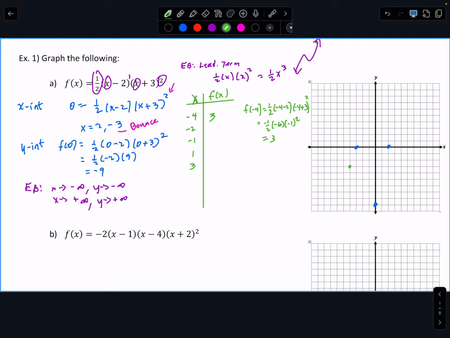So anyway, at -2, I'm just going to let you know what the value is. At -2, it's -2. And at -1, it's -6. At 1, it's -8. And at 3, it is +18. We already know at 0, it's -9. At +1, oops, I apologize. At -1, it's -6. At +1, it's -8. And at 3, it's 18.